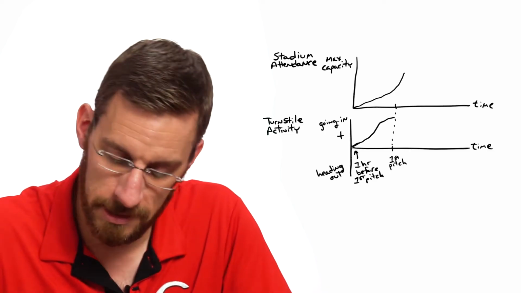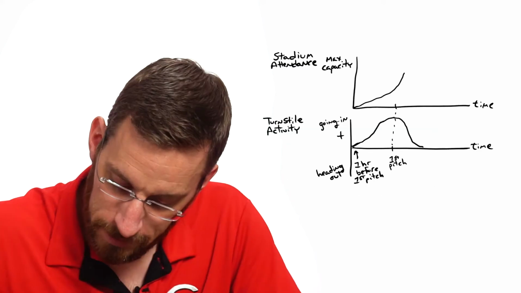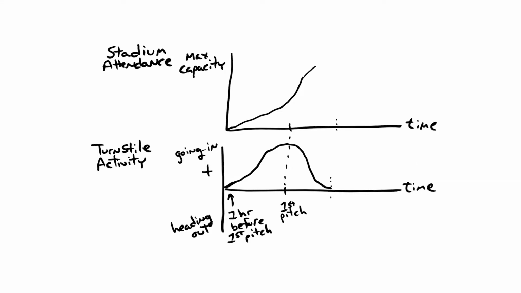Okay, so then we have first pitch. We have guys who are now coming in late. You're going to still have guys entering the stadium, but it's going to be at a much slower rate than what we were just experiencing before first pitch. And so now going back to your turnstile activity, your rate of change is going to look like this. Okay? And let's say that that kind of activity occurs through, say, the second inning. By that point, you've now hit maximum capacity in the stadium. So that line up top where we have stadium attendance is going to max out.